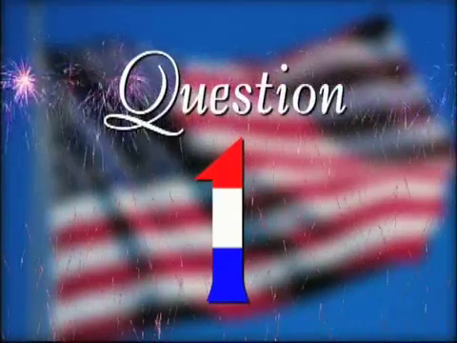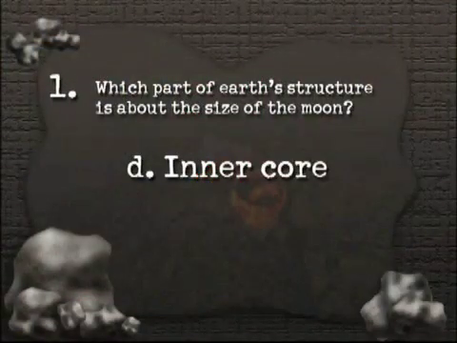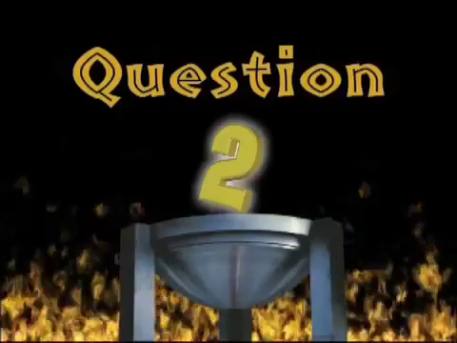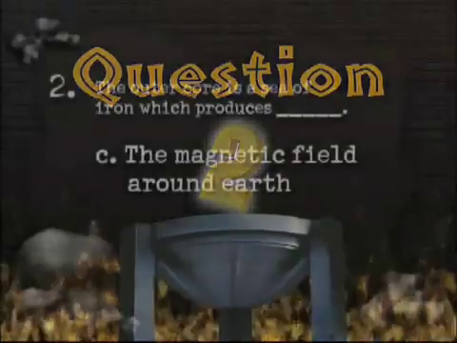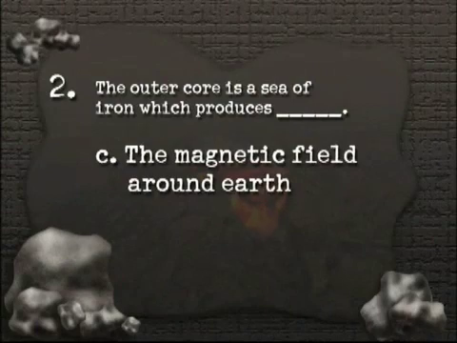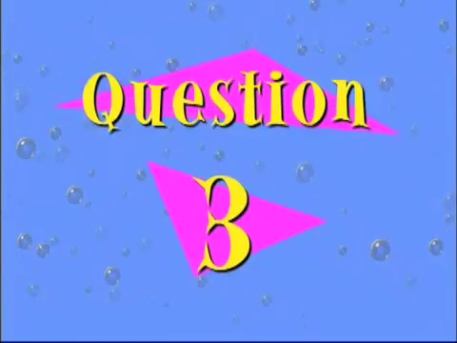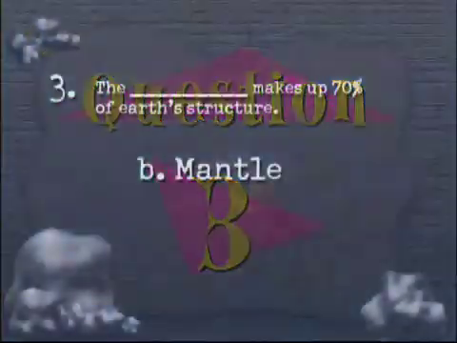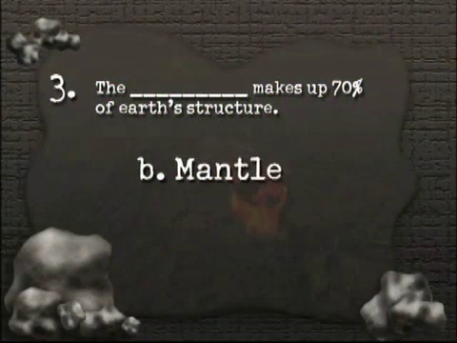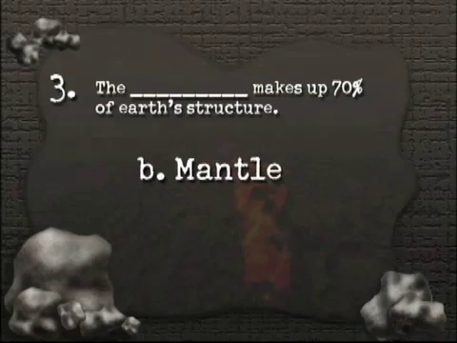Question 1. D. The inner core is the part of the Earth's structure that is about the size of the moon. Question 2. C. The outer core is a sea of iron which produces a magnetic field around Earth.